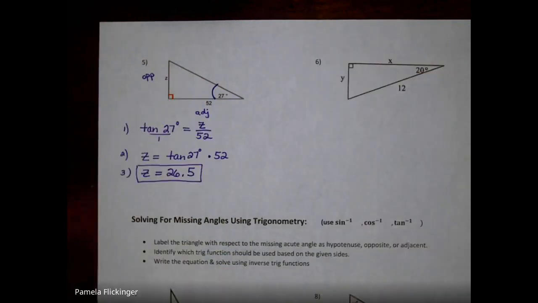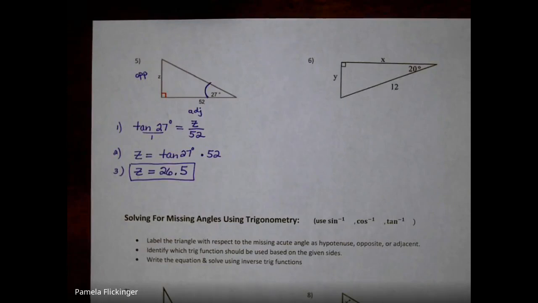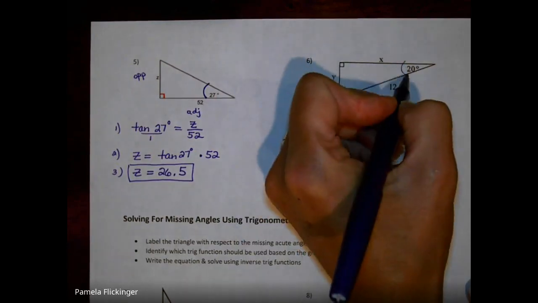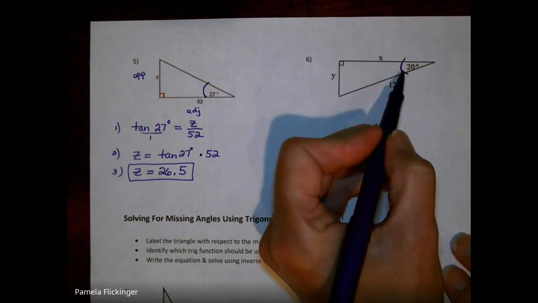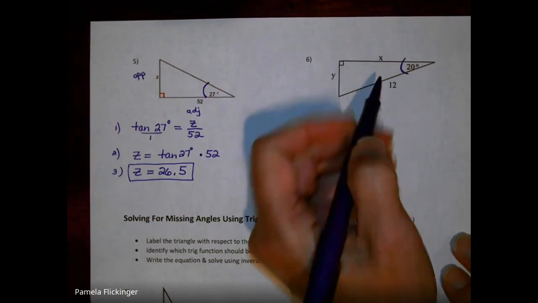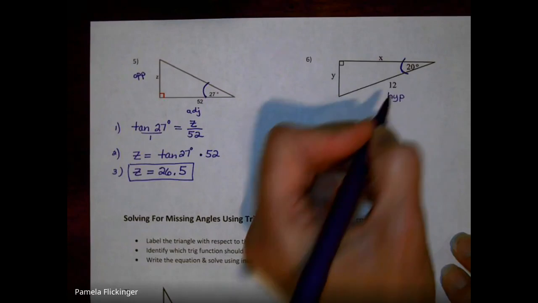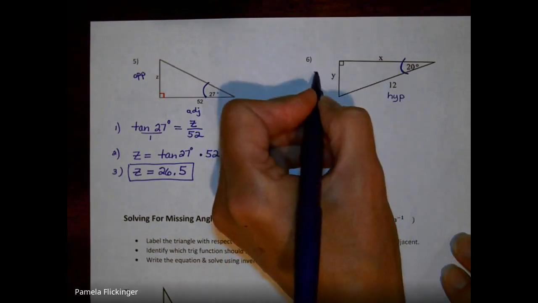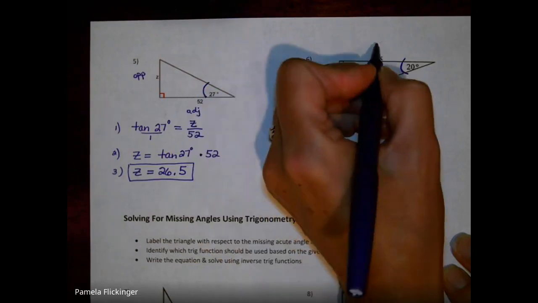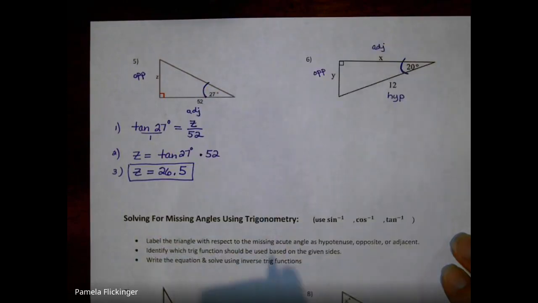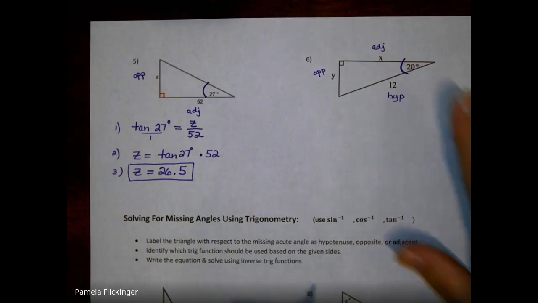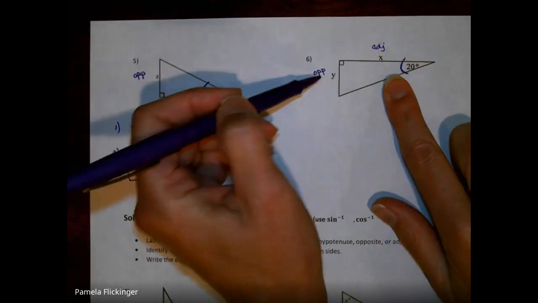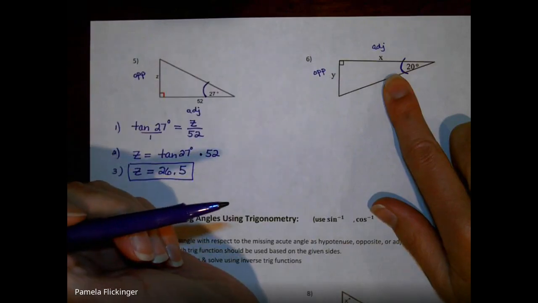Now this last problem, number 6, we've got 2 missing sides, not just 1. All right. It doesn't matter which one we do first. Let's go ahead and label. So with respect to the 20 degrees, all right, across from the right angle, that makes the 12 the hypotenuse. Across from the angle, the 20, makes Y the opposite. And then that makes the X the adjacent.